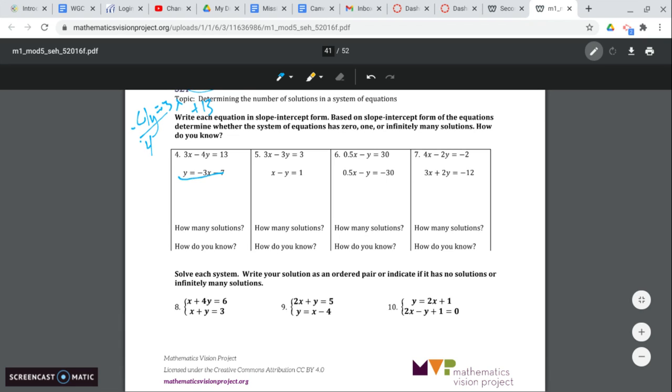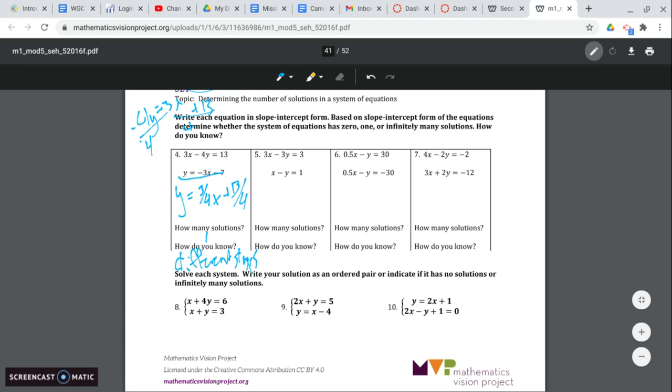Divide everything by negative 4. We'd have y equals 3/4 x plus 13/4. Now, looking at these, how many solutions are they going to have? Well, there's going to be one solution. Now, how do we know that? Because the slopes are different, which means they are not the same line. They also are not parallel lines, which means they have to intersect somewhere. So different slopes.